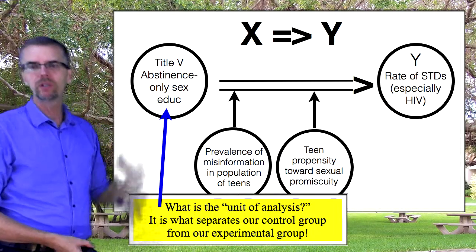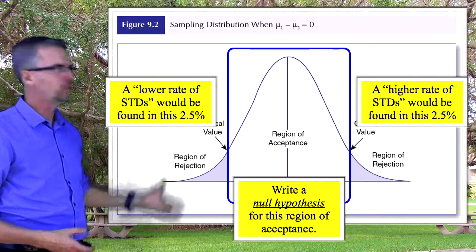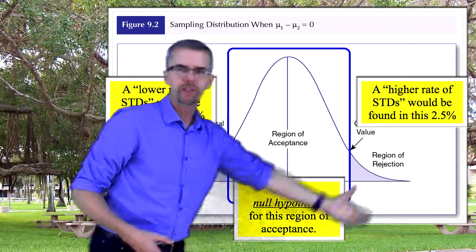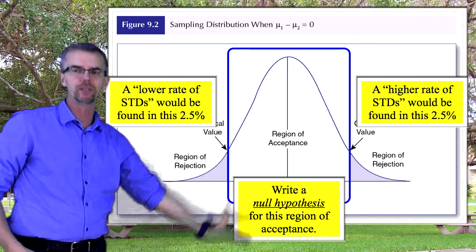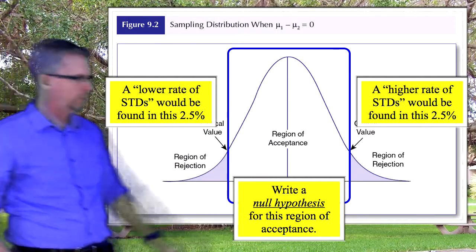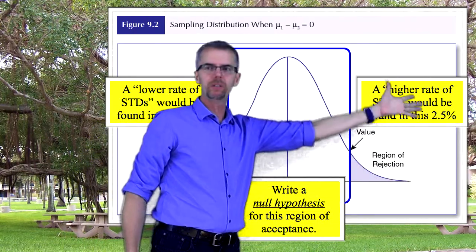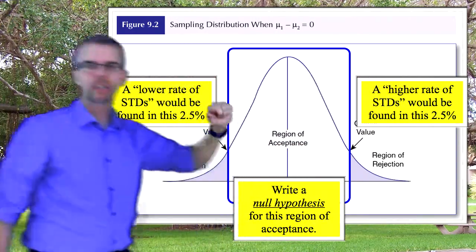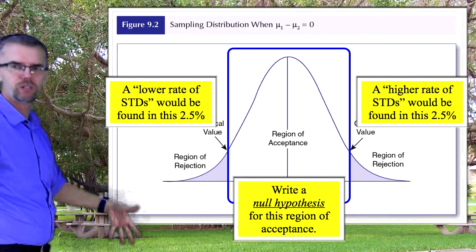Now for assignment number 3, you actually had to write your hypothesis. And we started with a null hypothesis. So remember the 2-tailed normal curve here. For your null hypothesis, you need to write it for this region of acceptance, the center region of acceptance. We have a bottom tail on the low end and a top tail on the high end. So a higher rate of sexually transmitted diseases would be found in this 2.5% region of rejection, and a lower rate of STDs would put us into this 2.5% region of rejection here.